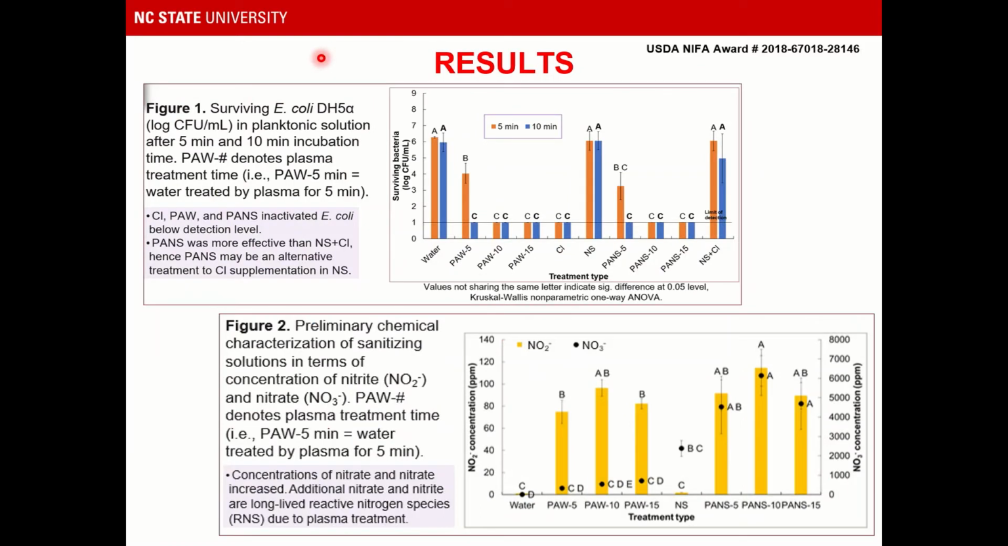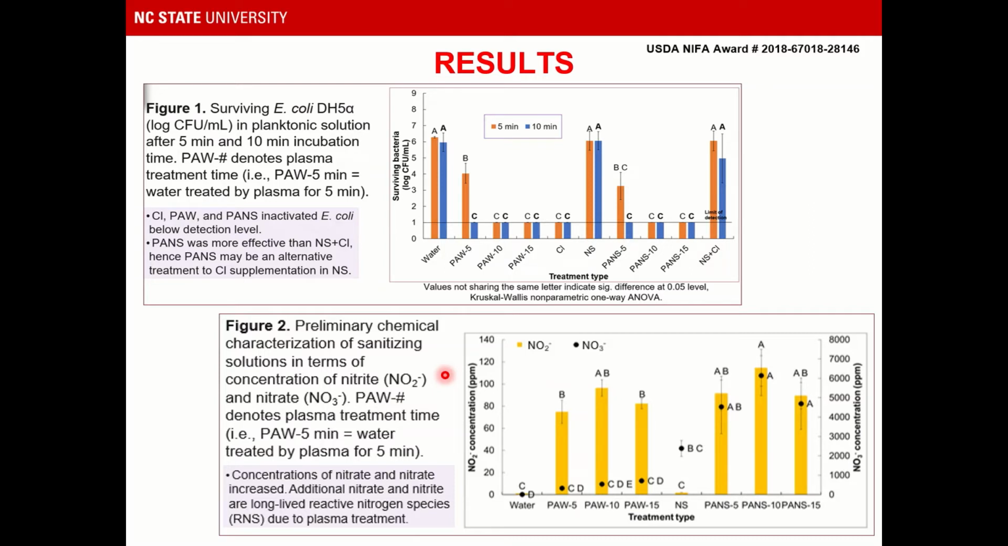When we look at the results, we can see that the control water and NS were not effective in decreasing the number of surviving bacteria. Chlorine was able to decrease it below detection level, but NS with chlorine did not achieve the same result. In terms of plasma treatment, shorter plasma treatment times were more effective at longer incubation times of 10 minutes. For longer plasma treatment times, such as PAW 10, PAW 15, PANS 10, and PANS 15, incubation time was not as relevant.